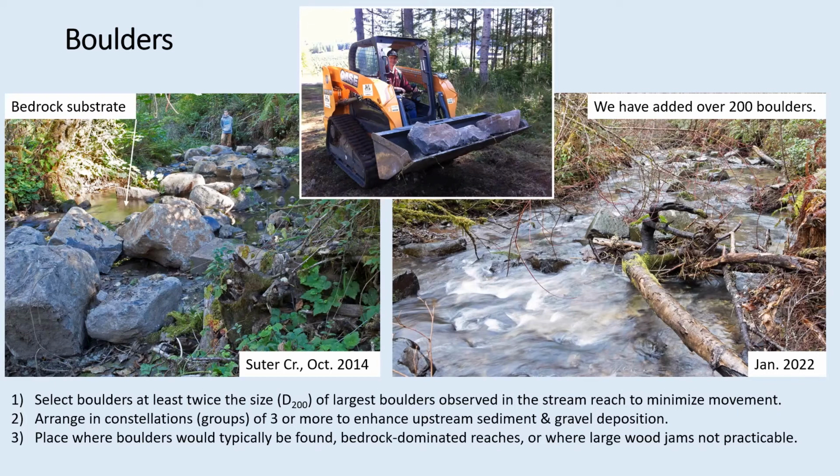So what that means is that you can see in this photo that we've grouped them in such a way that as gravels are moving downstream, they'll be collected by those boulders, and that'll be sources of potential salmon or steelhead redds. And then again, place boulders where typically you'd find them. You wouldn't put them in a floodplain where they'd be covered up by silt, for example, but in bedrock dominated reaches like you see here, or where large wood jams are not practicable, then they're a perfect solution.